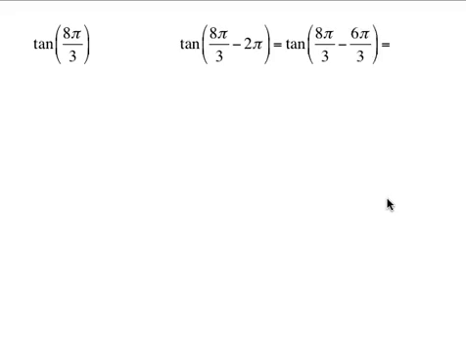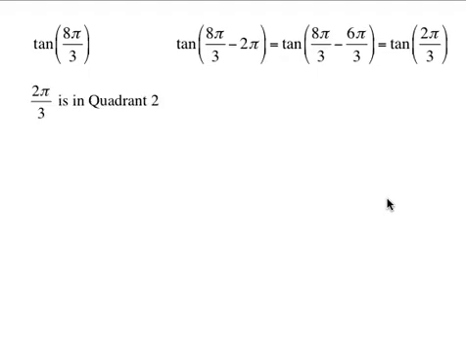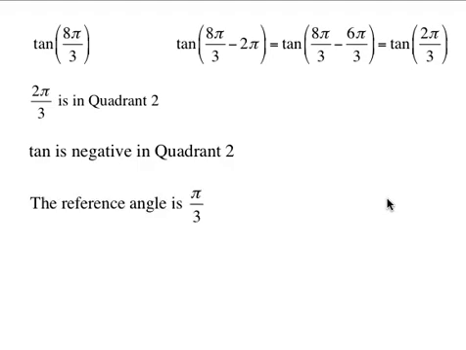Next we have tangent of 8 pi over 3. Now that's more than 2 pi. We're going to get a coterminal angle by subtracting 2 pi. So 8 pi over 3 minus 2 pi, which is 6 pi over 3, is 2 pi over 3. That's going to give us tangent of 2 pi over 3, which is more than pi over 2, which puts us in the second quadrant. 2 pi over 3 is in quadrant 2, and indeed, tangent is negative in quadrant 2. Reference angle, to get from 2 pi over 3 to pi is another pi over 3, so the reference angle here is pi over 3.